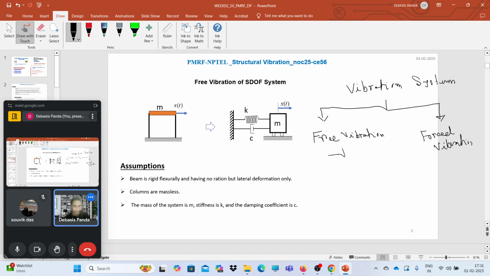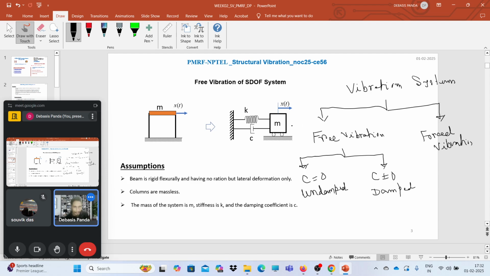Now in free vibration, we have already covered the concept of damping. If damping is not present, that means C, the damping coefficient, is 0, we call it undamped free vibration, and if the damping term is there, C not equal to 0, we call it damped free vibration.